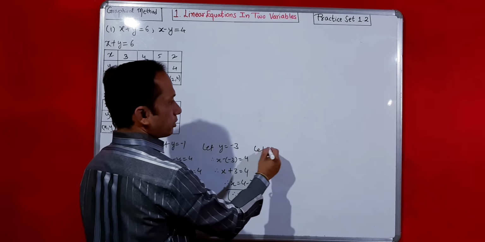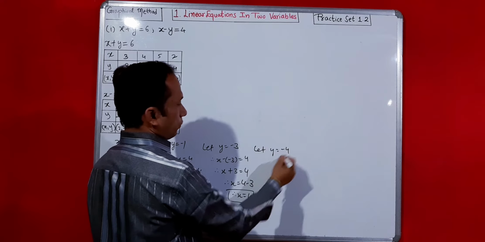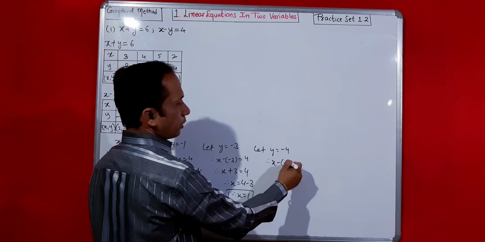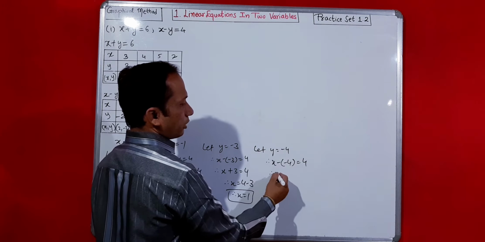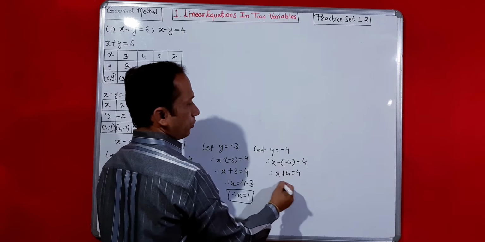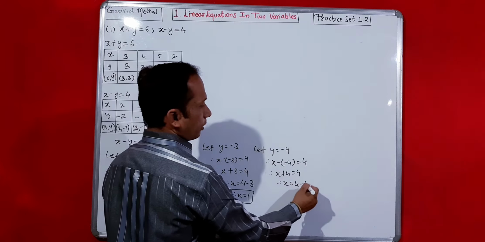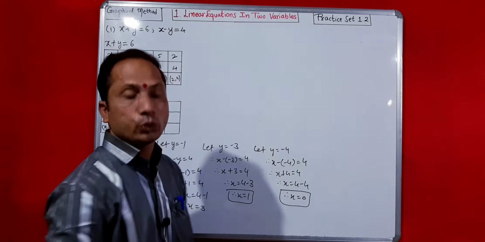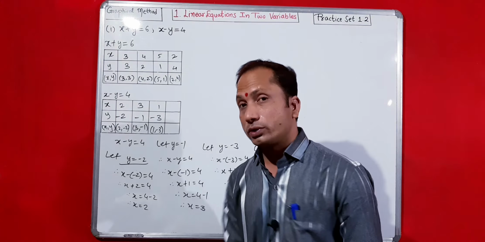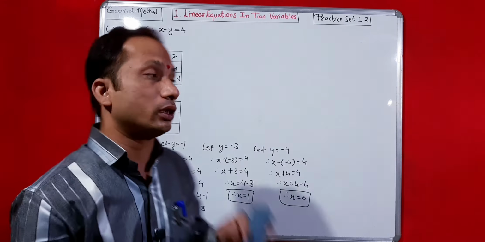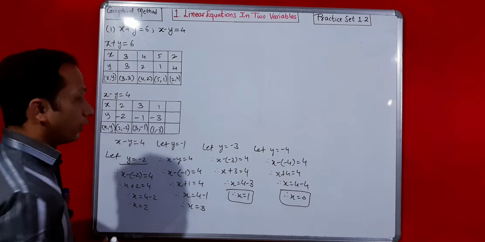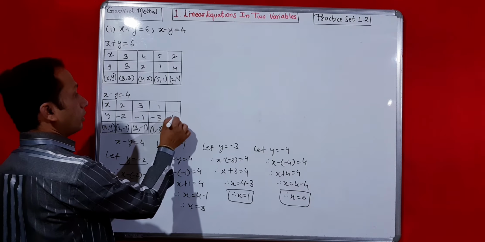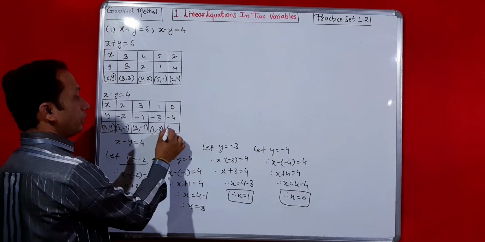Now let's take one more value. Let y is equal to minus 4. So x minus of minus 4 is equal to 4. So x plus 4 is equal to 4. So x is equal to 4 minus 4. So x is equal to 0. In this way we first find the values and put them in the given table, and finally we draw the graph. So 0 and minus 4.